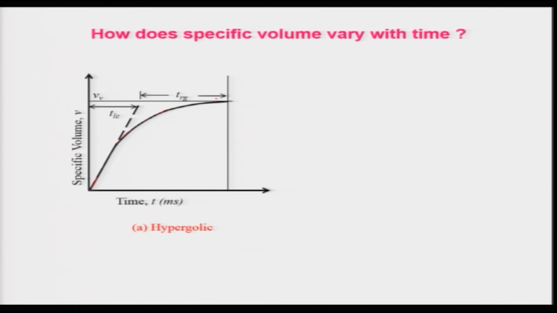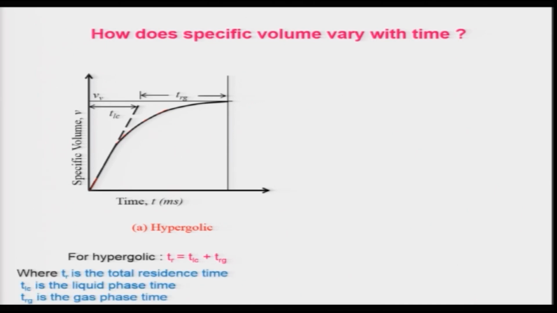It consists of two times. One is the liquid combustion time, which is required for the liquid phase reaction to occur, and that is TLC, the liquid phase time. The other one is the gas phase time, that is TRG, during which the gas phase reaction will be taking place. So, it is not that easy to demarcate that.